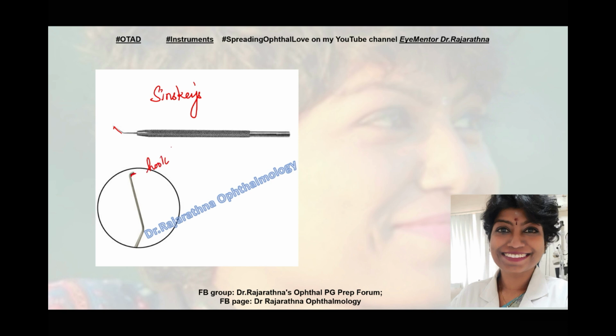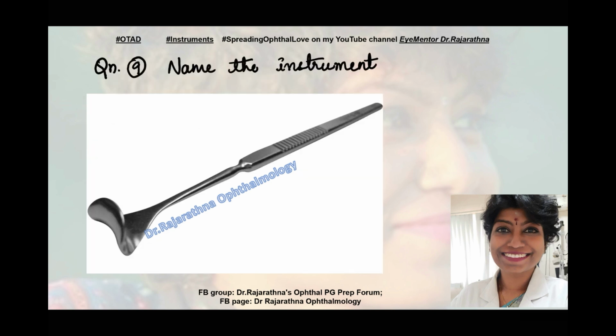Okay, so you'll have this hook at the edge, at the end or the tip, through which you can hook on to the IOL or hook on to the equator of the lens.